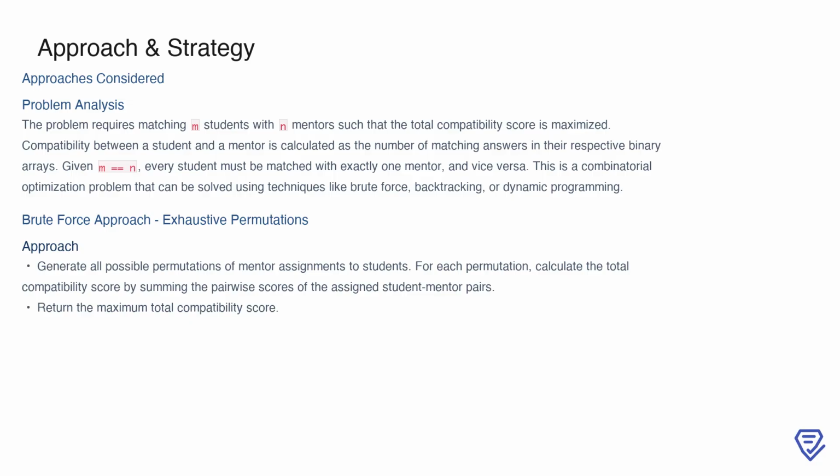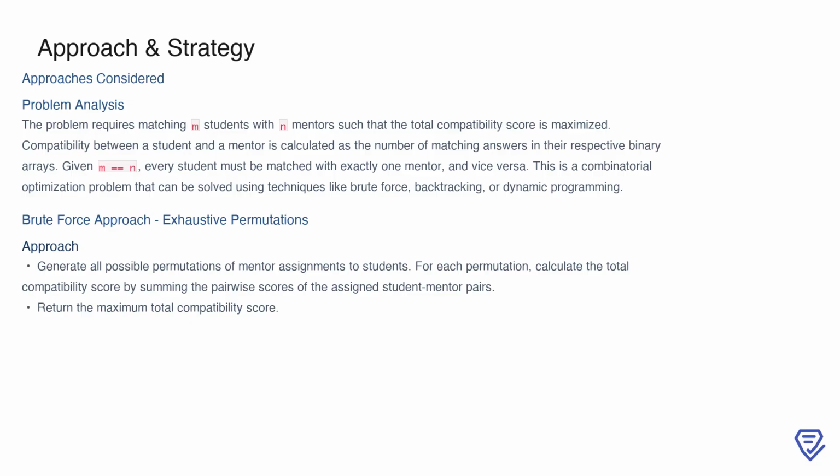To tackle this problem, we start by analyzing its requirements. The goal is to maximize the total compatibility score by matching students to mentors. Compatibility is calculated as the count of matching answers in their respective binary arrays. Since the number of students equals the number of mentors, each needs to be matched exactly once. This is a combinatorial optimization problem, meaning we need to explore various possible matchings to find the one that yields the highest score. One straightforward way to approach this is by using a brute force method.